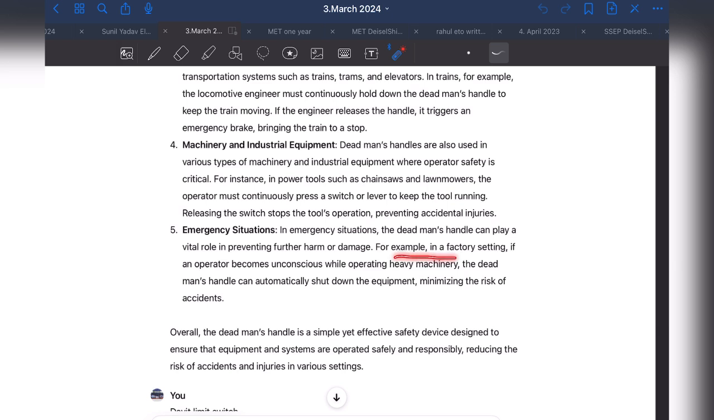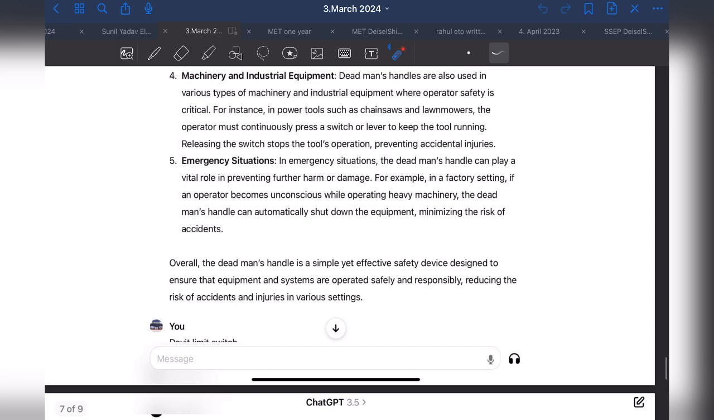Emergency situations. In emergency situations, deadman handles can play a vital role in preventing further harm or damage. For example, in a factory setting, if an operator becomes unconscious while operating heavy machinery, the deadman handle can automatically shut down the equipment. So in the rescue boat also, if the operator who is operating the rescue boat is unconscious or falls down in the water, then that switch will operate and it will stop the engine. Overall, the deadman's handle is a simple yet effective safety device designed to ensure that equipment and systems are operated safely and responsibly, reducing the risk of accidents and injuries in various settings.